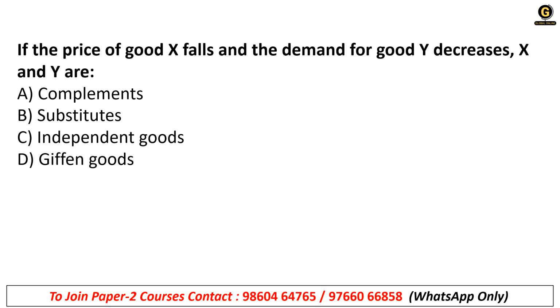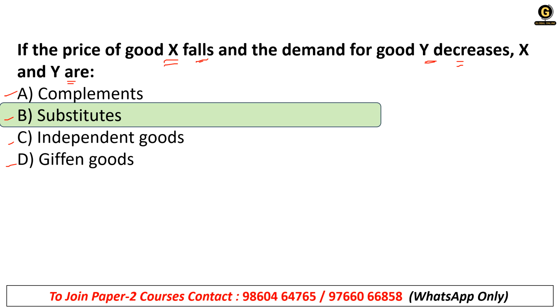Next question. This is the example which is given. If the price of good X falls and the demand for good Y decreases, X and Y are. Okay. There are two different products, or goods. One is X and the other is Y. When the price of good X falls, decreases, the demand for Y also decreases. So X and Y are called complements, substitutes, independent goods, or given goods. It is what? It is substitutes.